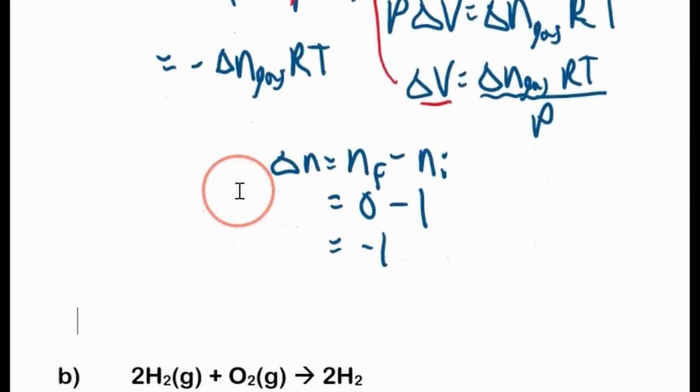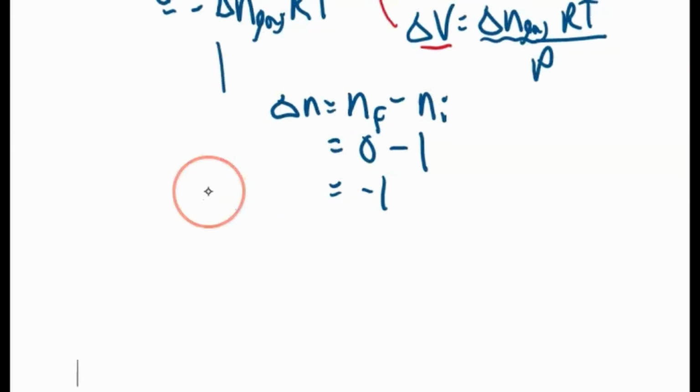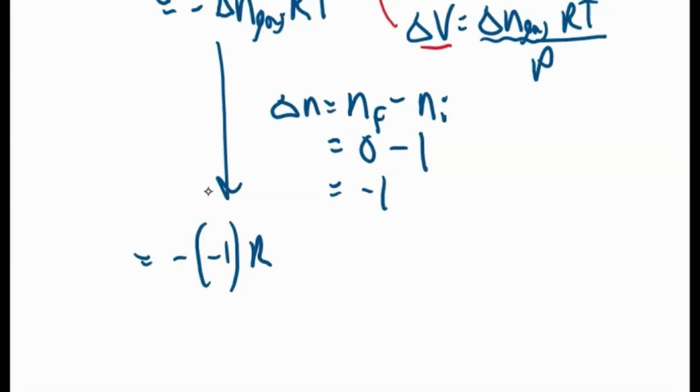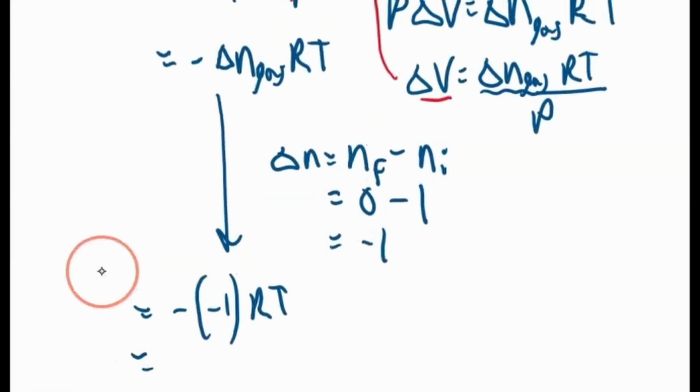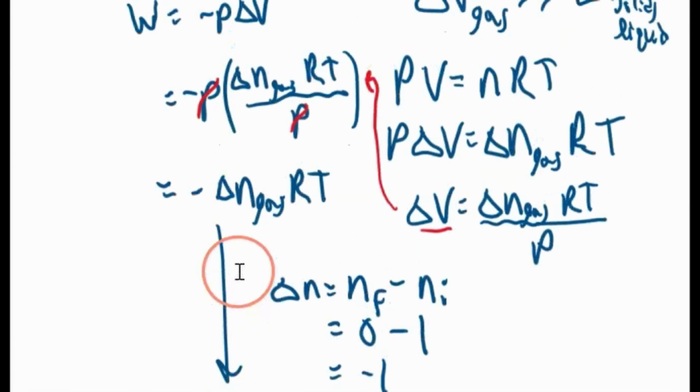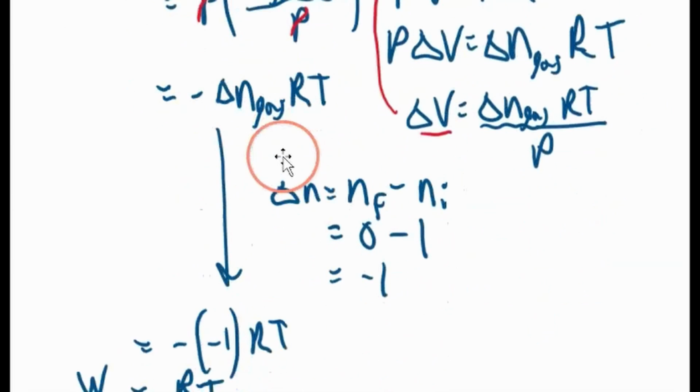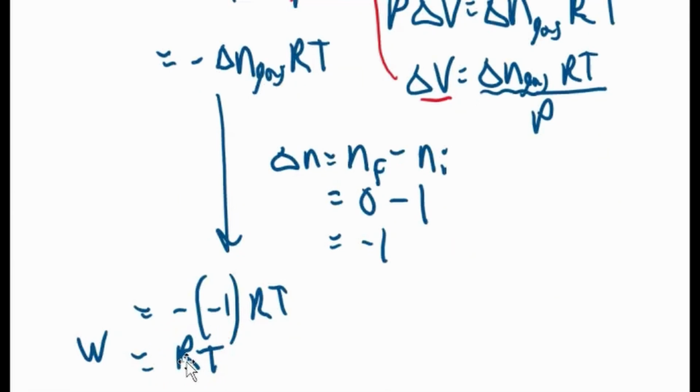So this whole thing becomes negative, negative 1, RT. We can cancel these negatives out. Negative times negative is positive, which makes it RT. So the work is equal to RT. This RT just means per mole of the reaction here. R is a gas constant, that's positive. Temperature is always positive because it's measured in Kelvin. So this is always going to be greater than 0.